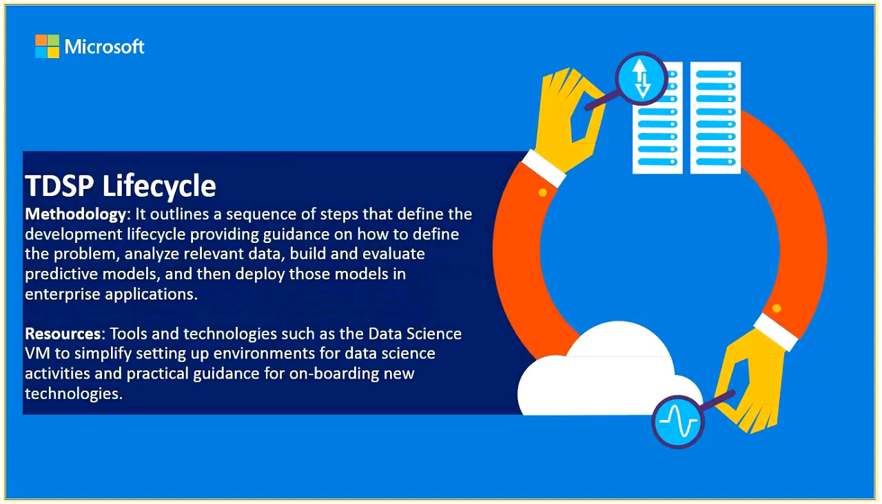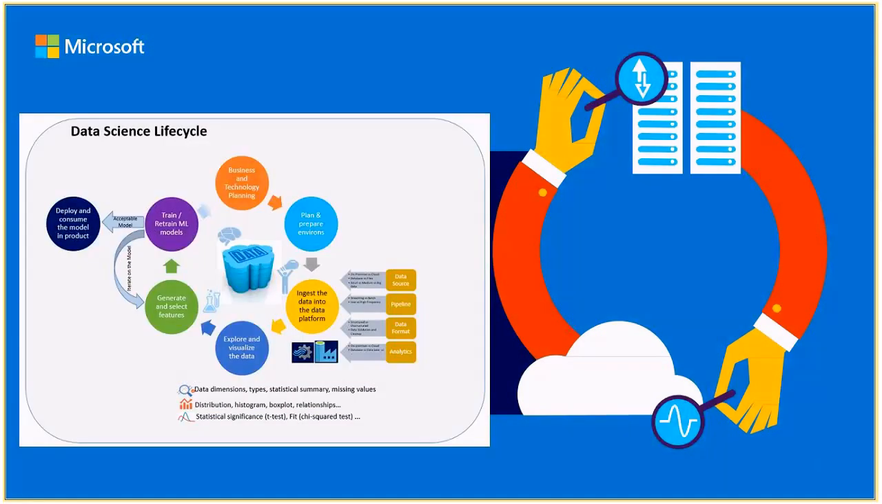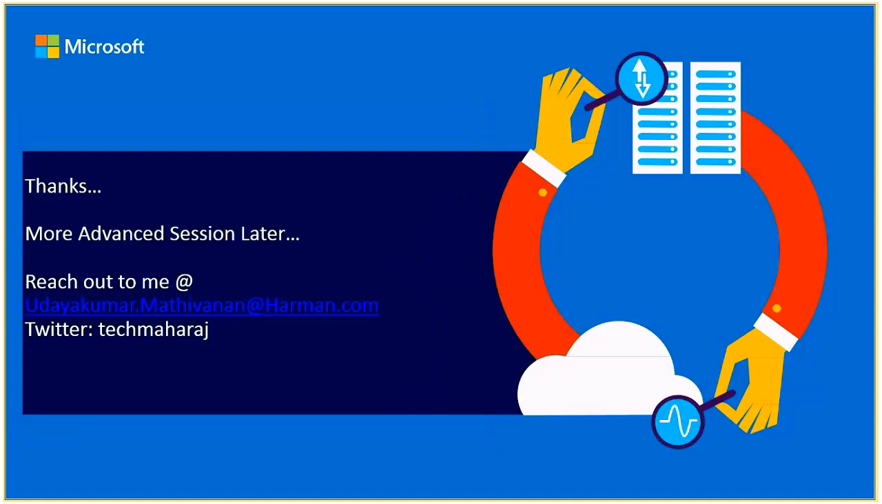That is a methodology you want to plan for. That's TDSP, the team data science process, which covers a methodology and the resources to use, and how to achieve this. This is a whole data science lifecycle model. So you create the data, train on the data, generate selected features from it, and then finally you go ahead and deploy it for whatever you need to do with that existing data.